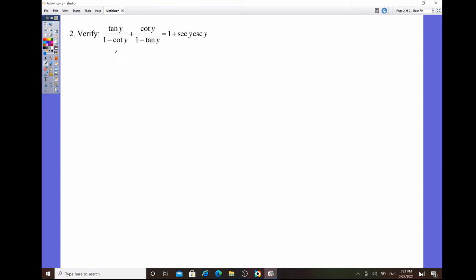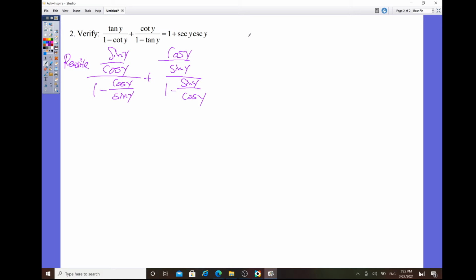Okay, so this one starts off with rewriting. So sine of y over cosine of y, denominator 1 minus cosine of y over sine of y. Again, rewrite. And then for the second rational expression, cosine of y over sine of y, all over 1 minus sine of y over cosine of y. So this one, obviously the right hand side is the simplest form.